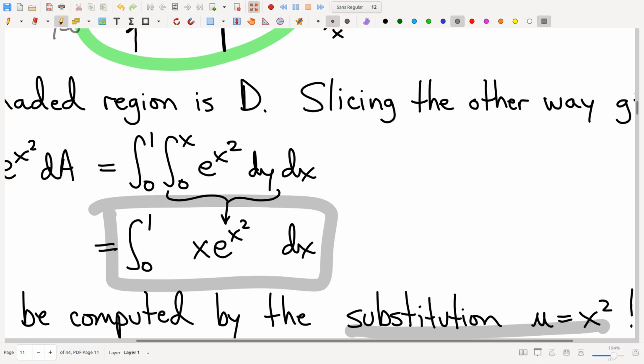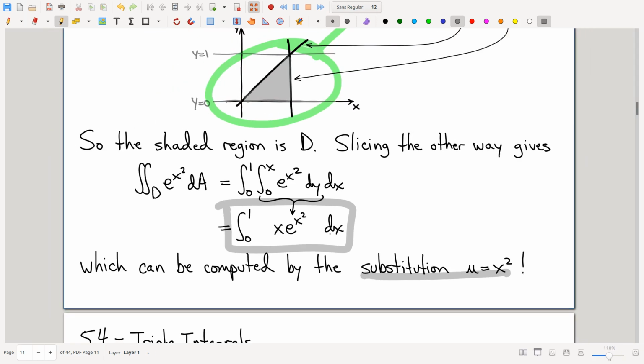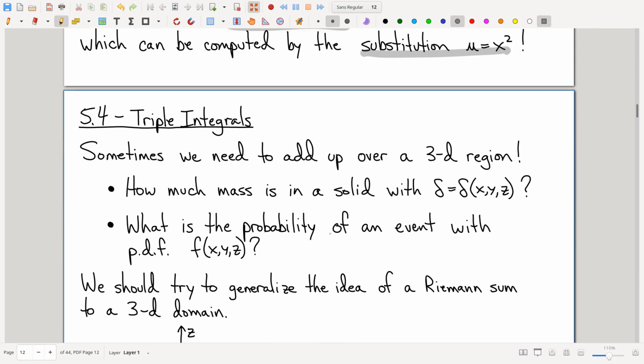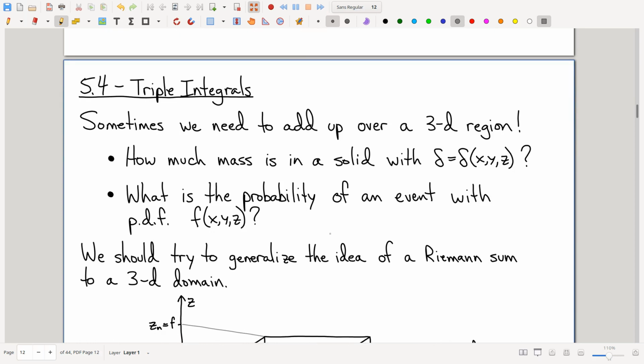So, nice little trick, a little slip move, right? And it's good to know that trick, and that's really kind of all that needs to be said about 5.3. So we just finished another book section, the shortest section that we're going to be covering. And I'm going to move on now to triple integrals.